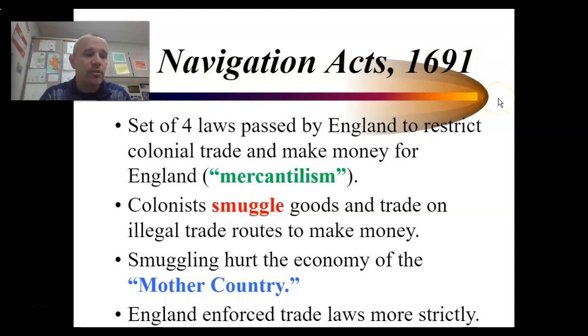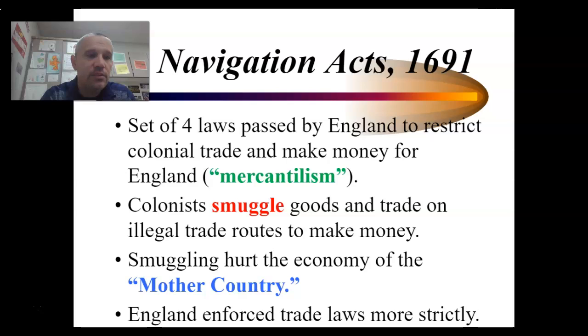All right, so we look back. One of the earliest causes of our road to independence was the Navigation Acts, and we talked about this in Chapter 4. This was a set of laws that England used to restrict colonial trade, and you're ultimately looking to make money for the mother country, and that was a system called mercantilism. We watched a couple short video clips on that in Chapter 4.